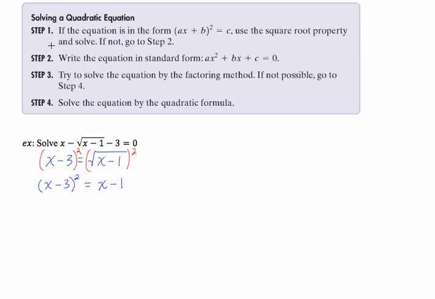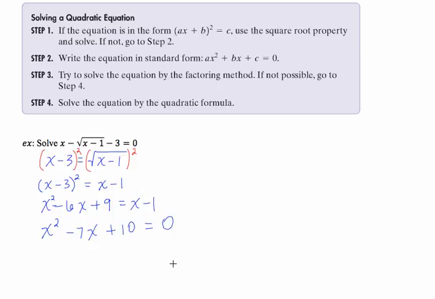So we're going to have to go to step 2 and write the equation in standard form, ax squared plus bx plus c equals 0. So let's expand this out here. If we FOIL this, we'll have x squared minus 3x, minus 6x when you FOIL, plus 9 equals x minus 1. And so from here we can see it's a quadratic. Get everything on one side. So let's subtract x and add 1 to both sides. Negative 6x minus x is negative 7x, and 9 plus 1 is positive 10. And that's equal to 0.